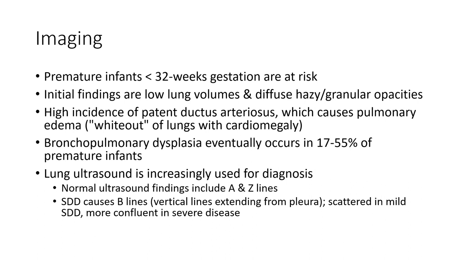Lung ultrasound is increasingly used for diagnosis. Normal ultrasound findings include A lines and Z lines. SDD causes B lines, vertical lines extending from the pleura, scattered in mild SDD, more confluent in severe disease.